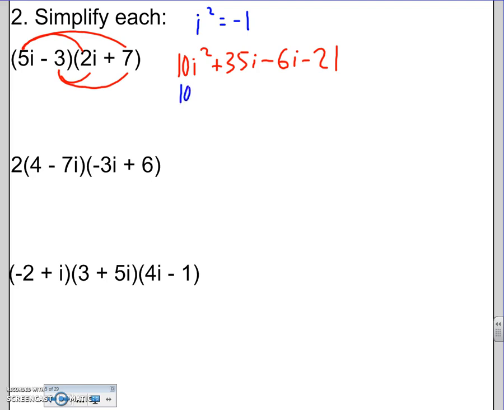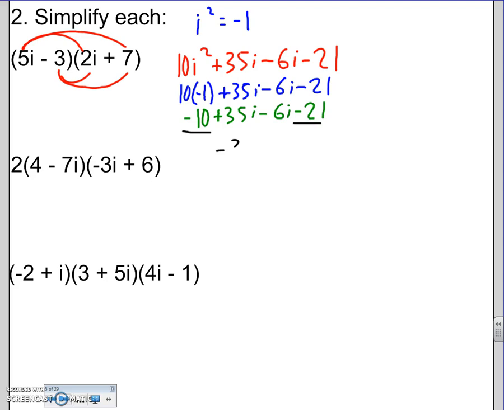So this would be 10 times -1. I'm fixing i², plus 35i minus 6i minus 21. Let's see, this first thing turns into negative 10 plus 35i minus 6i minus 21. Now I combine carefully. I do the real part first. Negative 10 minus 21, that is negative 31.